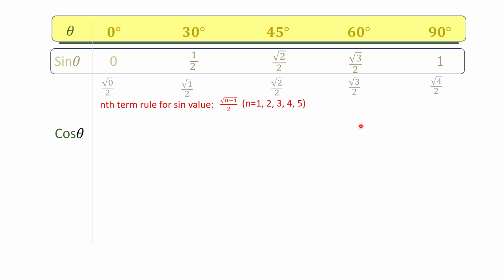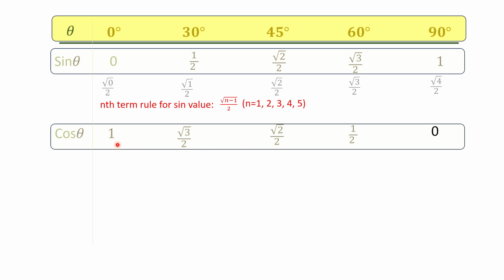So next one, let's look at cosine values. The cosine values are like this. I hope you have seen the pattern, but just in case you haven't seen it, I'm going to show you. You see cosine 0 degrees is the same as sine 90. And cosine 30 degrees is the same as sine 60 degrees. And sine 45 is the same as cosine 45. And then cosine 60 is the same as sine 30. And then cosine 90 is the same as sine 0.